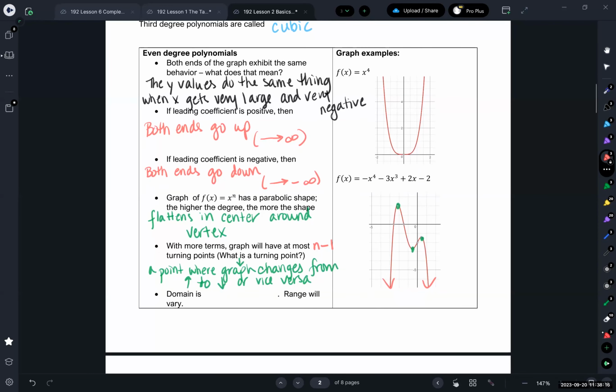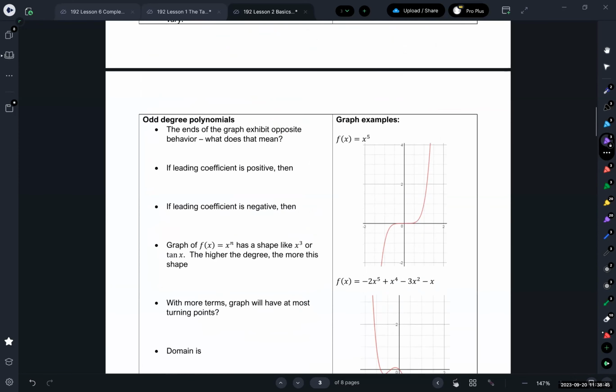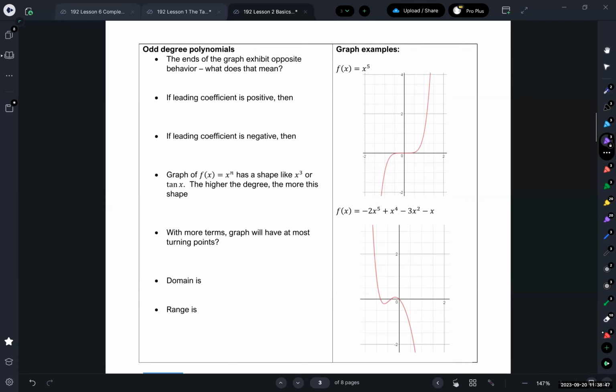And last but not least, what about domain? In polynomials, the domain is always negative infinity to infinity. You can plug any number into a polynomial, but the range is going to vary. It's going to vary based on what the lowest point is, whether it has a positive or a negative leading coefficient. So it's going up forever or down forever. So we'll just leave it at the range will vary. All right, and we're going to do the same thing for odd degree polynomials.